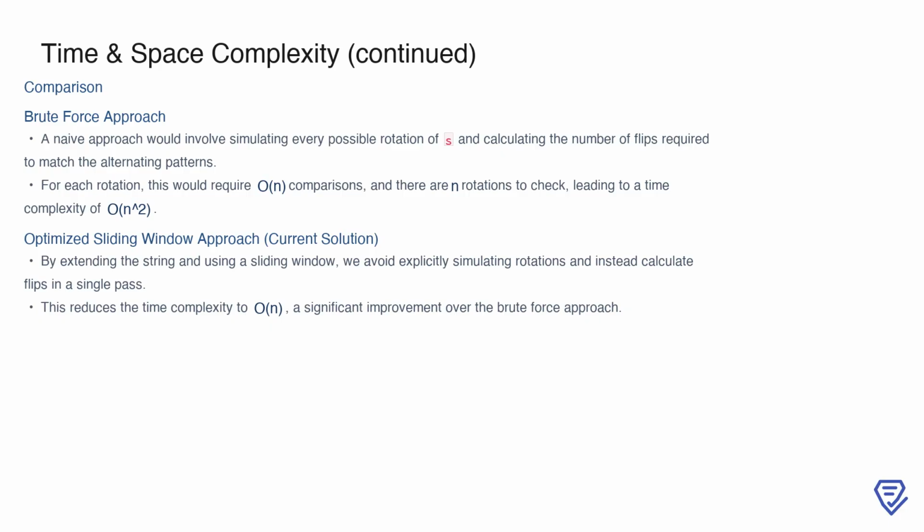In contrast, the optimized sliding window approach avoids simulating these rotations altogether. By extending the string and processing it with a sliding window, we calculate the flips in a single pass. This reduces the time complexity from O(n squared) to O(n), representing a significant improvement in efficiency.